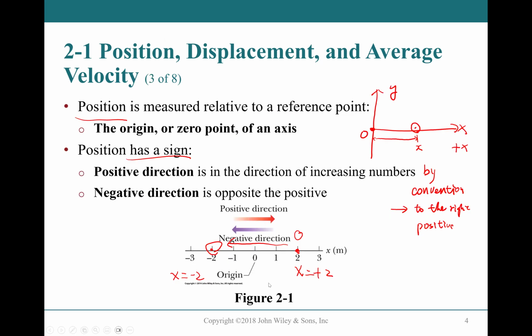And final position here is negative 2, initial position is 2, so we should use negative 2 minus 2. And usually we write it like this, x final minus x initial, and we use delta x to represent displacement. So delta x will be equal to final position minus initial position, which is negative 4 meters. So this is our displacement.